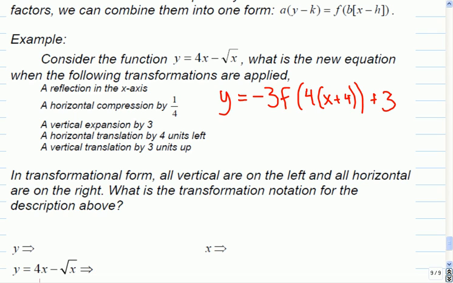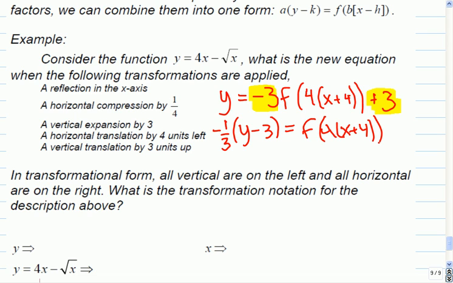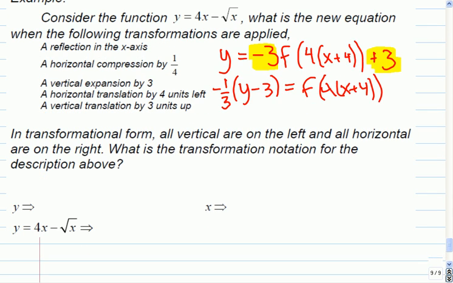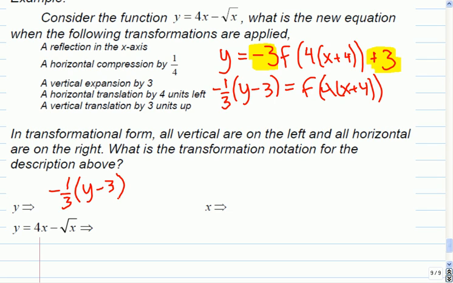Okay? Now we go from this to the key difference, which is all the vertical stuff goes to one side and the horizontal stays where it is. So vertical stuff, here's the vertical stuff. That's all affecting the graph vertically. So is that. So if I wanted to write this as a transformation notation, subtract 3 and then divide by -3. So everybody's been moved to the left, that's vertical. And the horizontal stays on the right. So the whole purpose of doing that is now it tells me that whatever was y has now become -1/3 y minus 3. And whatever is x is now 4x plus 4.